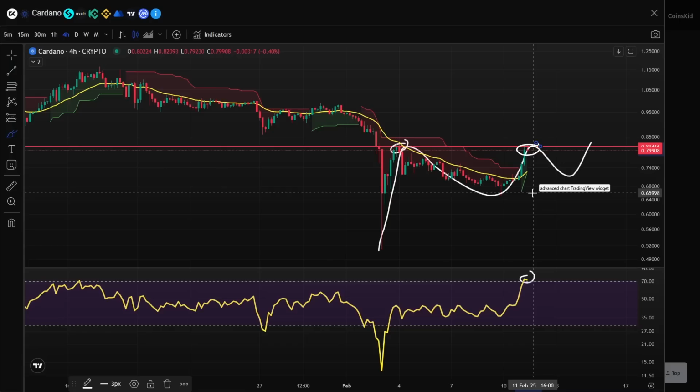I think Cardano's rallied quite high because there's some news about Grayscale applying for the spot ETF listing basically.